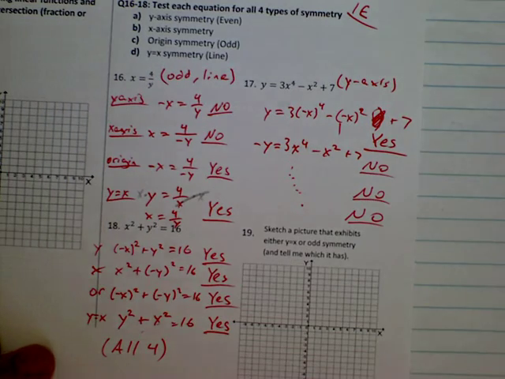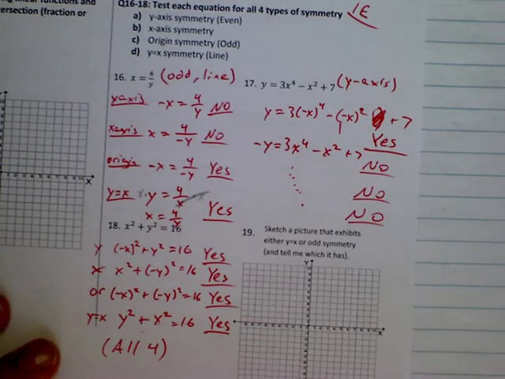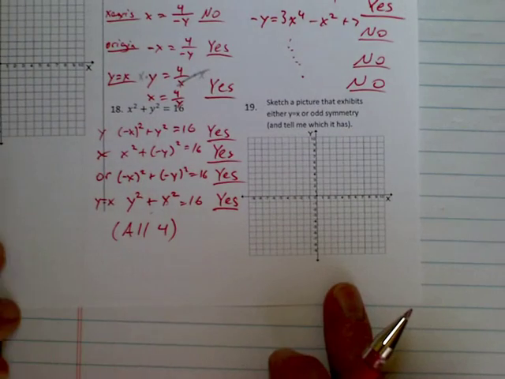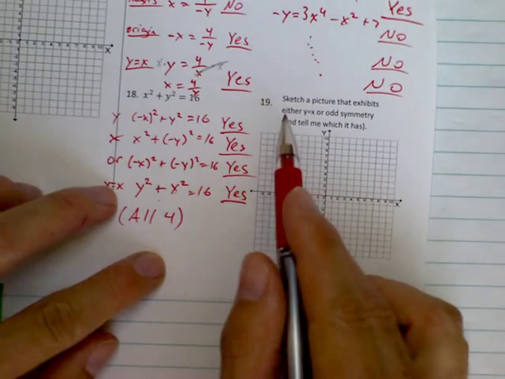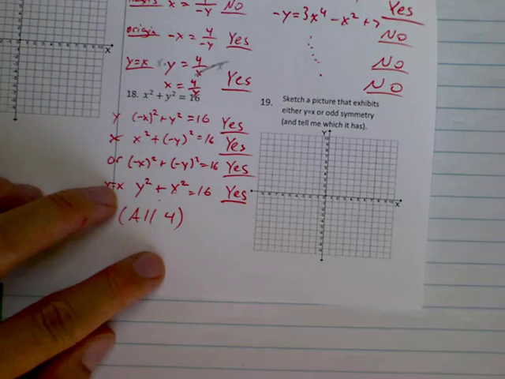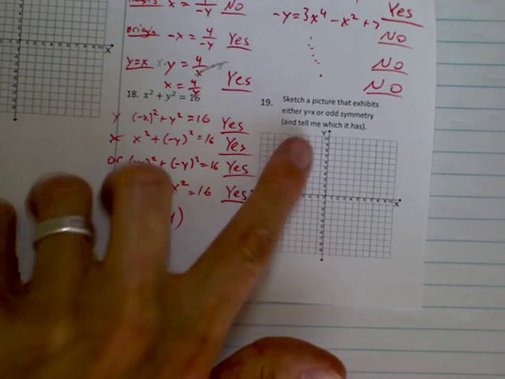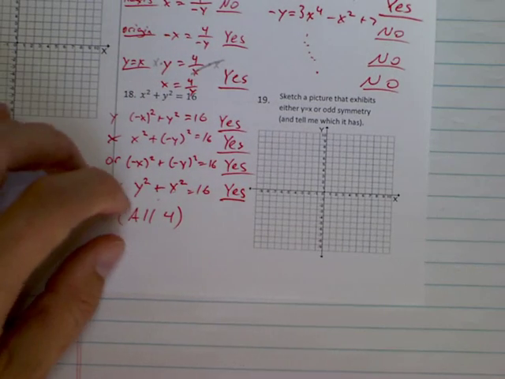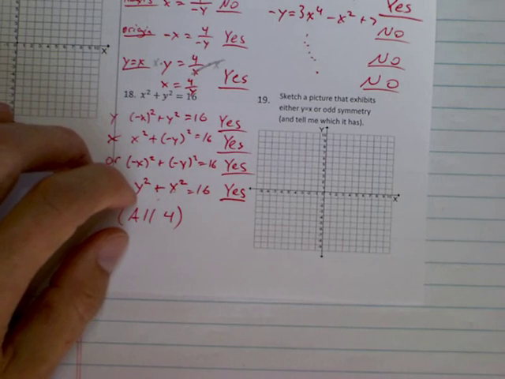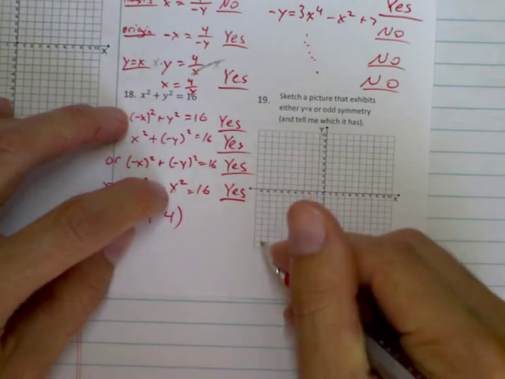Okay. On number 19, we want to sketch a picture or a graph or something that exhibits either y equals x symmetry or odd symmetry. And then tell me which one you were going for. That way I can grade it. So, let's see. Y equals x symmetry is pretty easy.